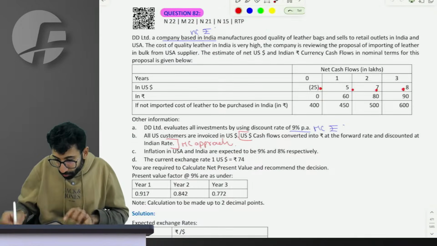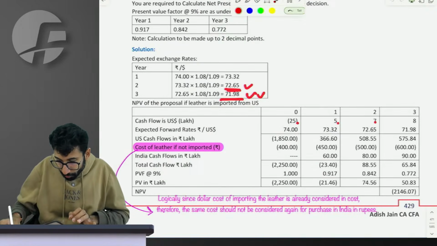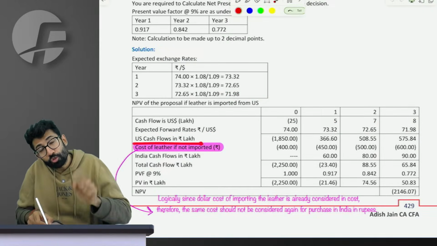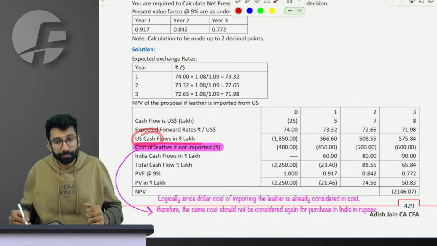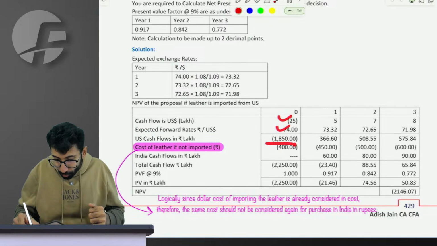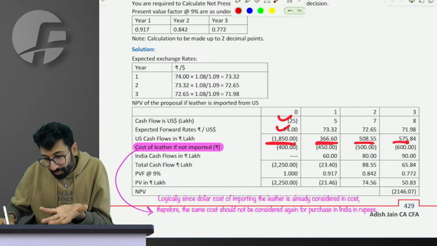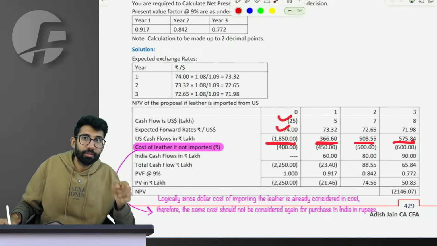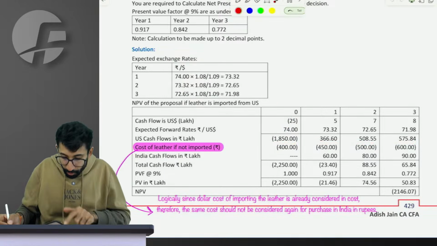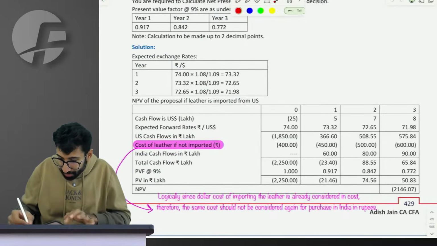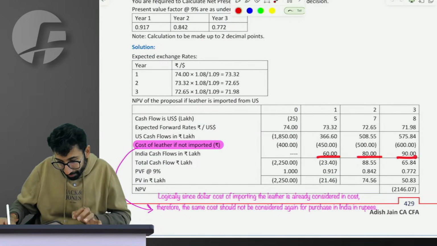These 4 inflows and outflows of dollar, using these rates, when you convert, you get the outflow in rupee terms of those US cash flows. So 25 into 74 gives me 1850 initial outflow, and 366, 508 and 575 as every year's inflow in rupee terms. To that, can I add my actual rupee inflow? 60, 80, 90, 60 added, 80 added, 90 added.